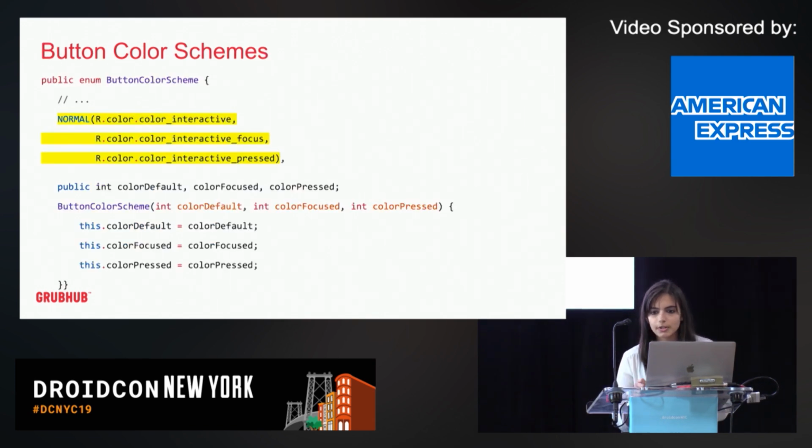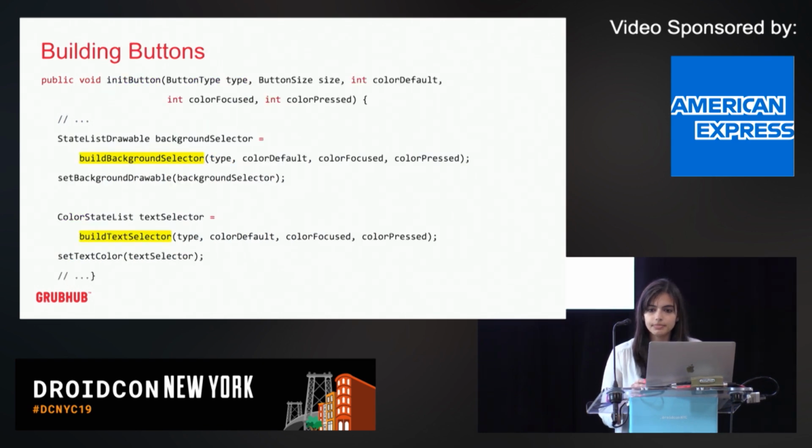So let's take a closer look. The way color schemes work is it's essentially an enumeration. So in this case, when we say we want to use the normal color scheme, it really tells us we want to use our interactive color, which is blue in this case, for the default state, and what other colors to use for the focused and pressed states. So really, once we get that color scheme, we're looking it up via the enumeration and extracting the colors that we want to use for each of these states.